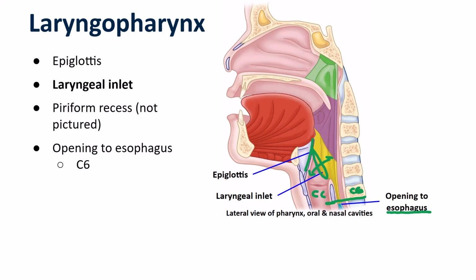Now, the structures that we can't see here are called the piriform recesses, and they're on either side of the larynx, there and more superficially. And what can happen is that swallowed pills sometimes, or pieces of food, can kind of jam themselves in the laryngopharynx just lateral to this border of the larynx. So they're within the pharynx, but lateral to the larynx.